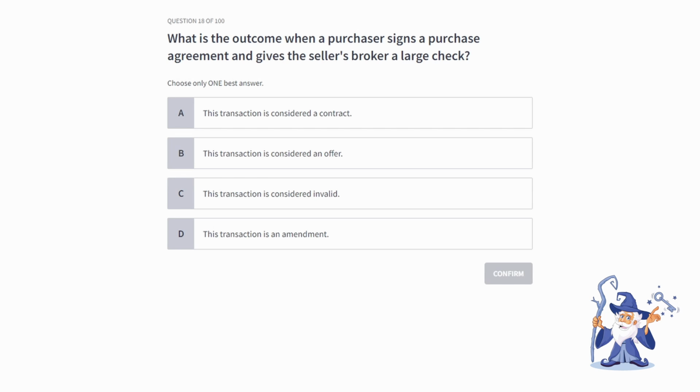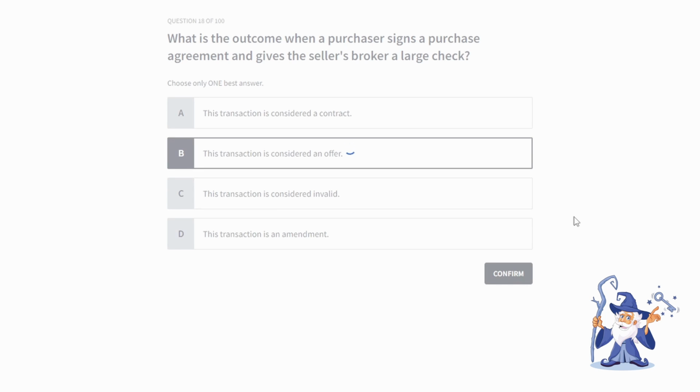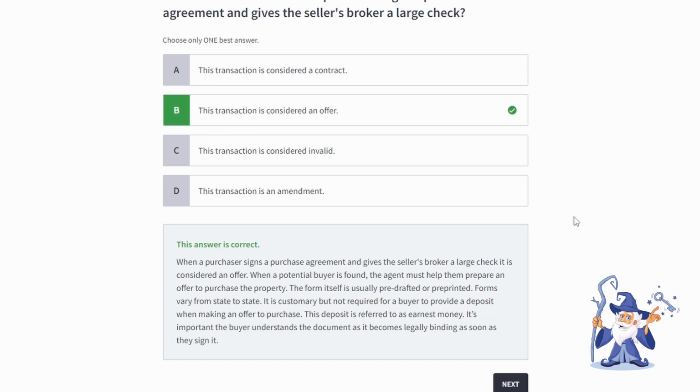Alrighty, so don't overthink this one. This one's pretty straightforward. The correct answer is B. This transaction is considered an offer. So when a purchaser signs a purchase agreement and gives the seller's broker a large check, that is considered an offer. When a potential buyer is found, the agent must help them prepare an offer to purchase the property.